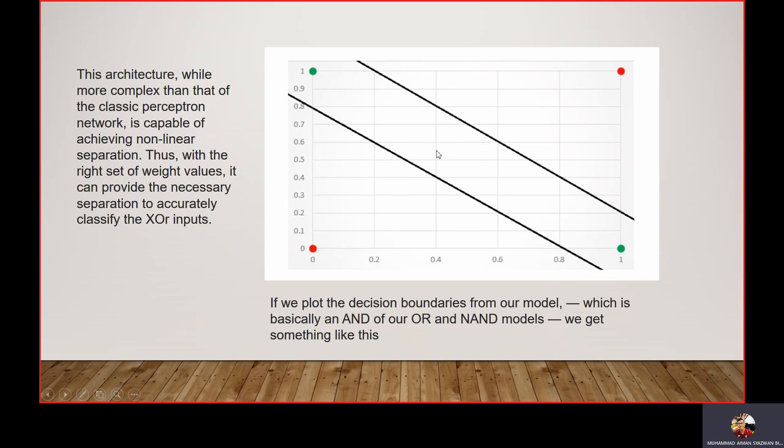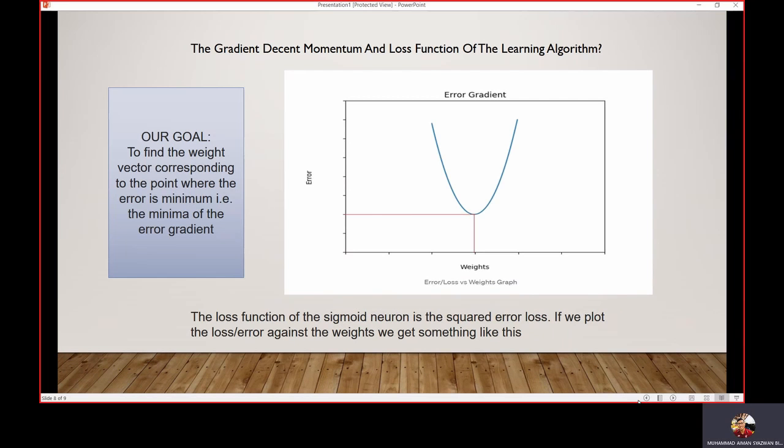Okay. So for the next part, I will pass to my member. Okay, hello. My name is Muhammad Ali Syawal bin Karib. I will proceed with our presentation. So for my part, I will explain about gradient descent and the loss function of the learning algorithm.